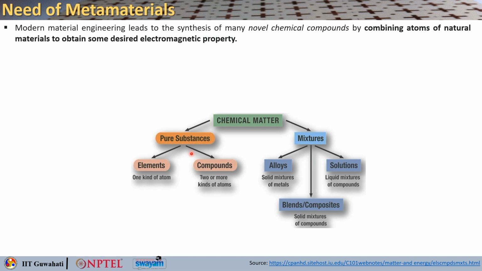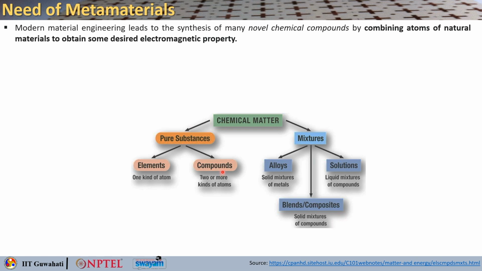There are pure substances, which can be elements or compounds. Elements basically have only one kind of atom, compounds will have 2 or more different kinds of atoms, and then you also have mixtures, something like alloys, where solid mixtures of metals take place, solutions where liquid mixtures of compounds take place, or you can also have blends and composites, which are basically solid mixtures of compounds.